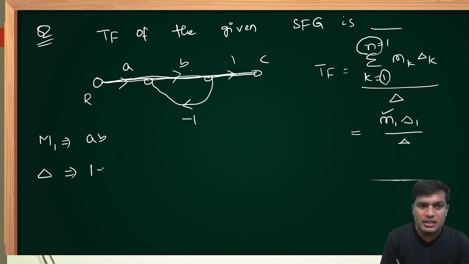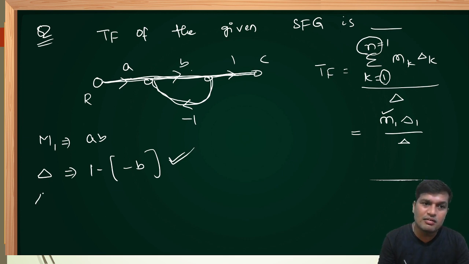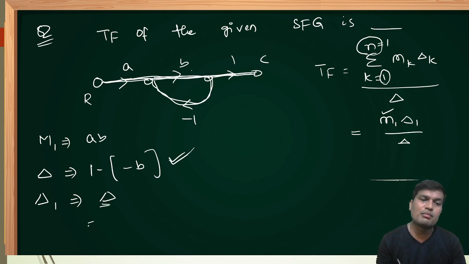Delta is 1 minus the sum of loop gains. How many loops are there, dear friends? Only one loop. What is the gain of the loop? Minus B. There are no two loops if you want to calculate two non-touching loop gains, therefore delta is completed for this particular question. Now delta 1 is calculated from delta, and so are delta 2, delta 3, delta k, whatever it is. What is delta? 1 minus minus B. Delta 1 is the same as delta.